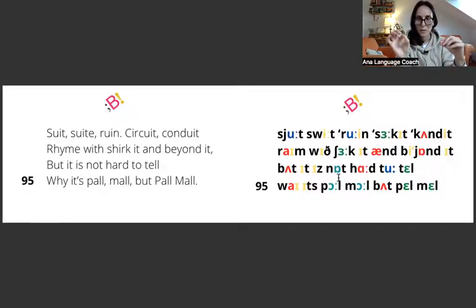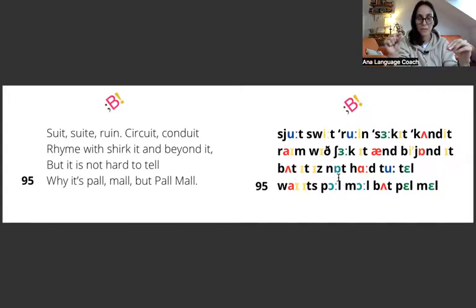Then we have ruin, and then we have circuit. And this is important: you need to pronounce the sound, because the R, as you can see, is not pronounced, but we need to pronounce the E sound. So circuit, candid. So it's not conduit, it's candid. Okay, be careful with that.